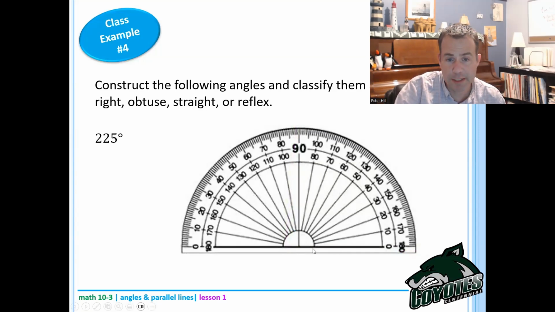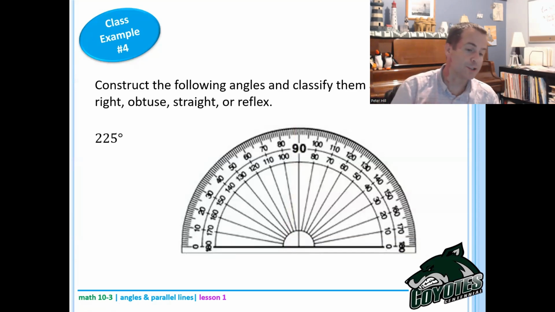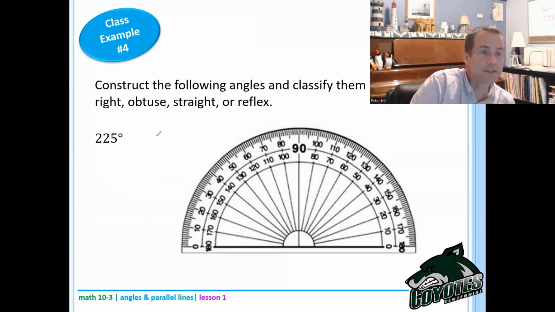Again, I'm going to start right here along this bottom line. I'm going to keep my vertex right at the center. And because I'm starting here, I'm reading the inside scale. I'm going to read the inside scale all the way to 225. Well, this is going to take me to 180. So that's no good, right? How could I do something bigger than 180 with a protractor? Well, what I could do is I could find kind of the complement angle there. So I could go, hey, what's 360 minus 225? Okay, 360 minus 225 is 135.